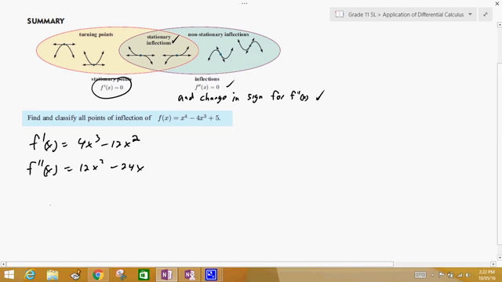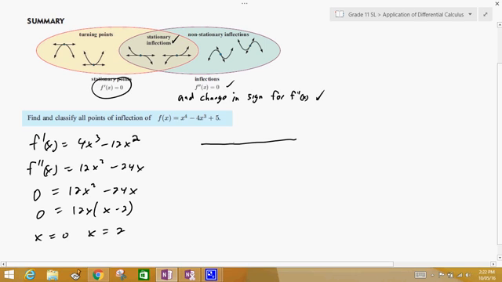Now, if we're trying to find an inflection point, we have to have the second derivative equal to 0. So 0 is equal to 12x squared minus 24x. 0 is equal to 12x times (x minus 2). And therefore, x is equal to 0, x is equal to 2. So these are possible inflection points. We're going to test them to see if they are inflection points.